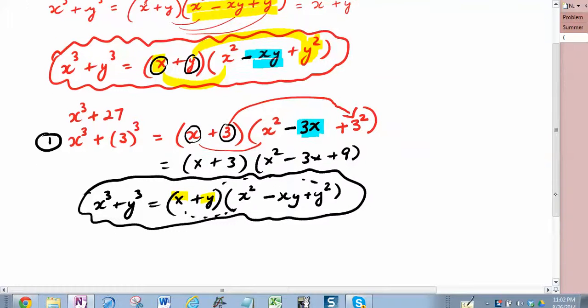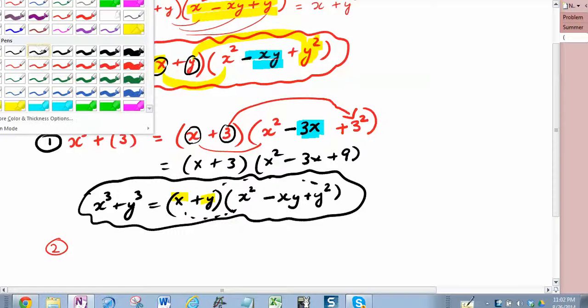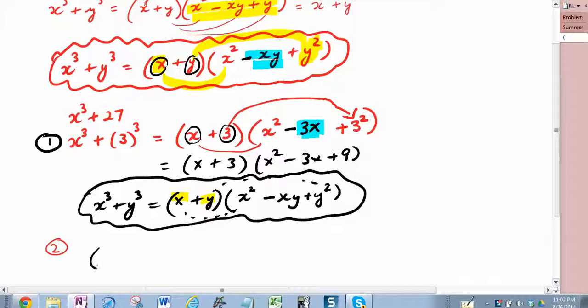So let's do another example really fast. The example I'm going to choose is a little trickier. Let's do it a little more challenging. Let's do, for example, 8p cubed plus, let's go for, 27t to the 6th. Woohoo! All right, that's what I want to factor.